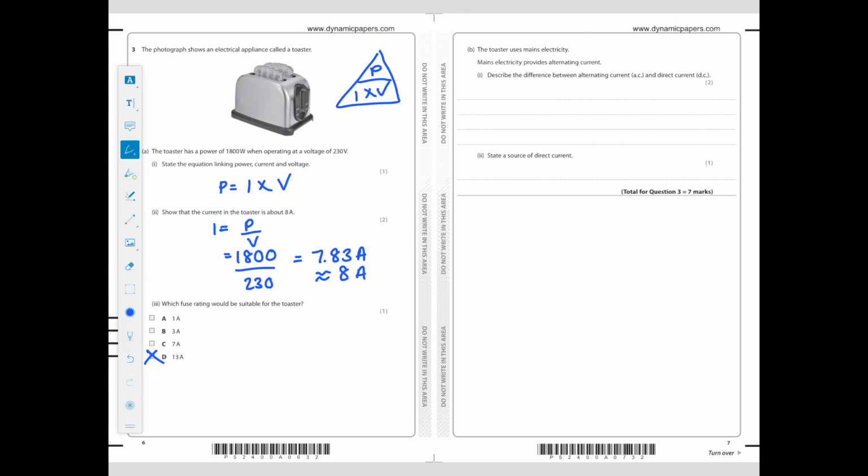The toaster uses mains electricity. Mains electricity provides alternating current. Describe the difference between alternating current and direct current. And this is something you need to just learn off by heart, these perfect definitions, which obviously my revision guides are full of. So an alternating current continuously changes direction. And you need all these words to get the marks.